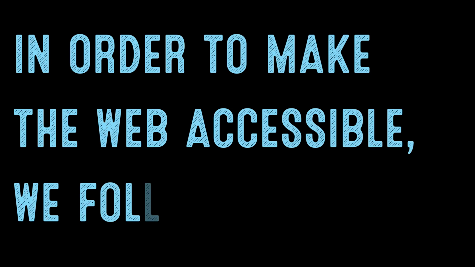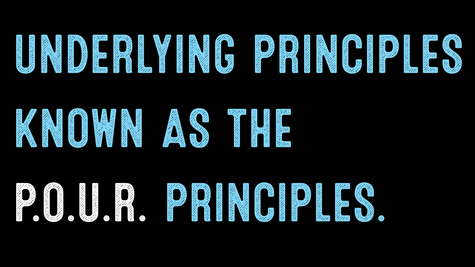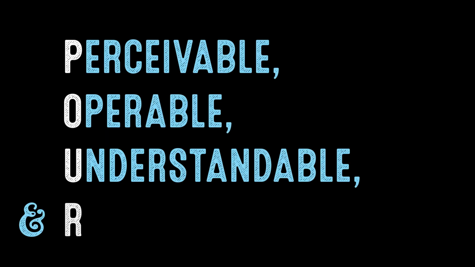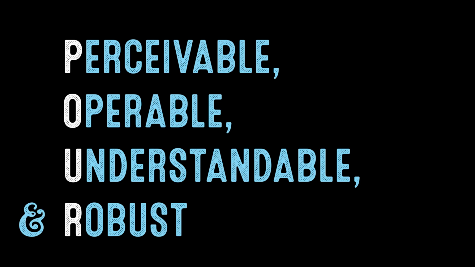In order to make the web accessible, we follow 4 underlying principles known as the P.O.U.R principles. What does P.O.U.R stand for? P.O.U.R stands for perceivable, operable, understandable, and robust.